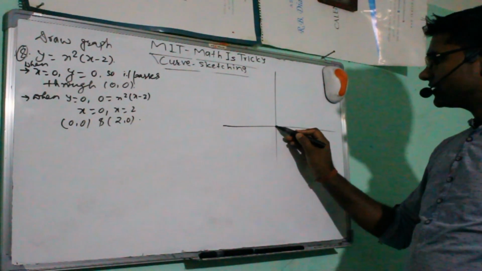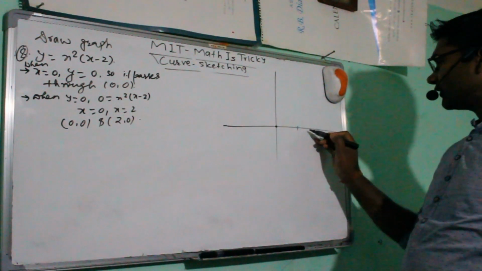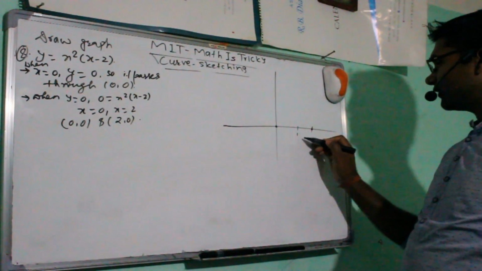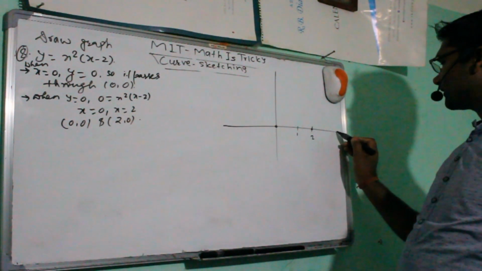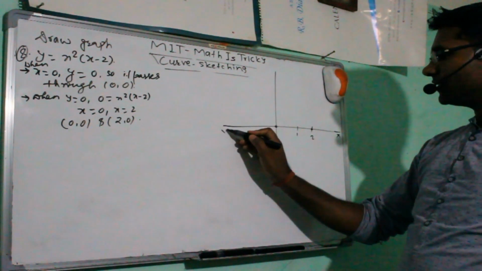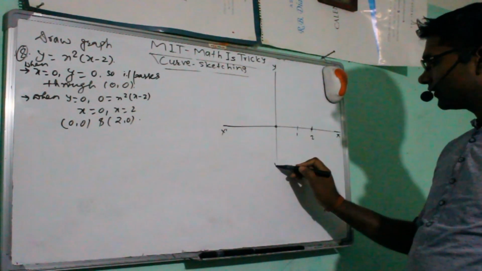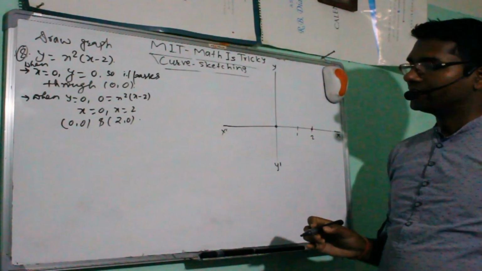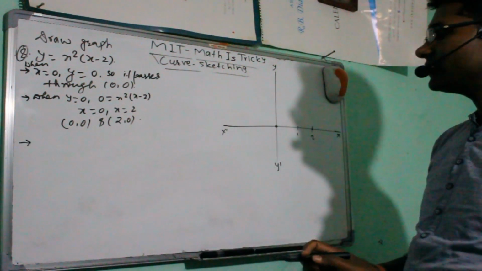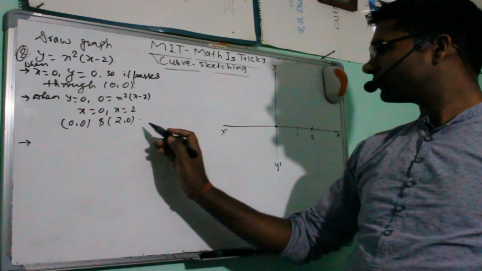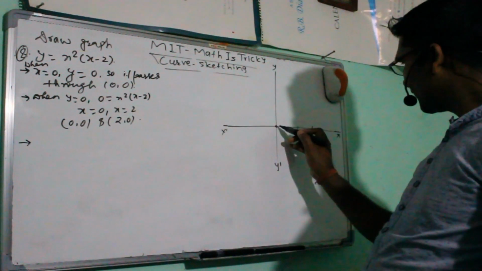So (0, 0), (2, 0), (1, 2)... It means here the graph passes through (0, 0) and (2, 0). So now what will happen? It passes through 0 and 2. So what will happen in between 0 and 2?